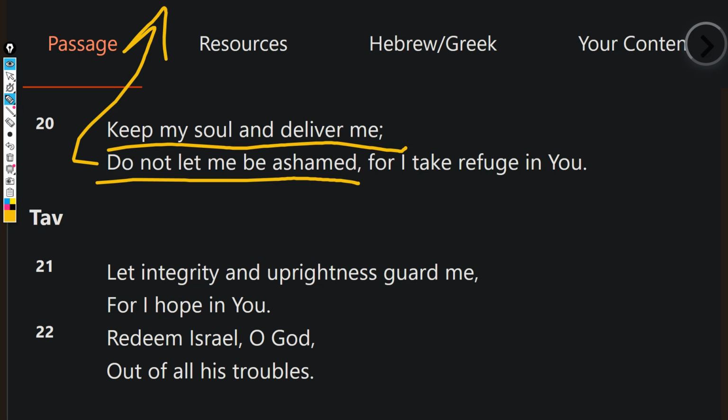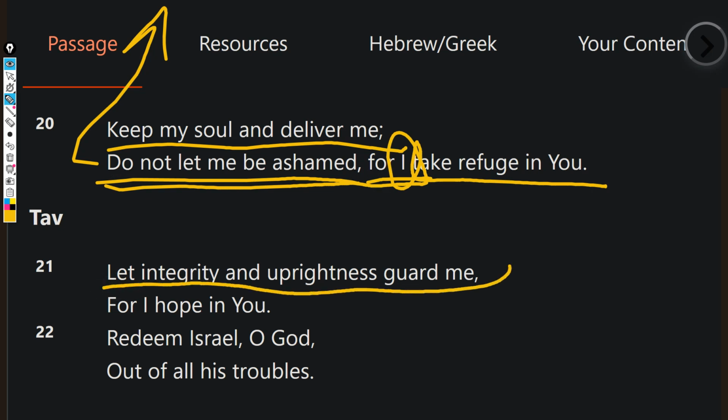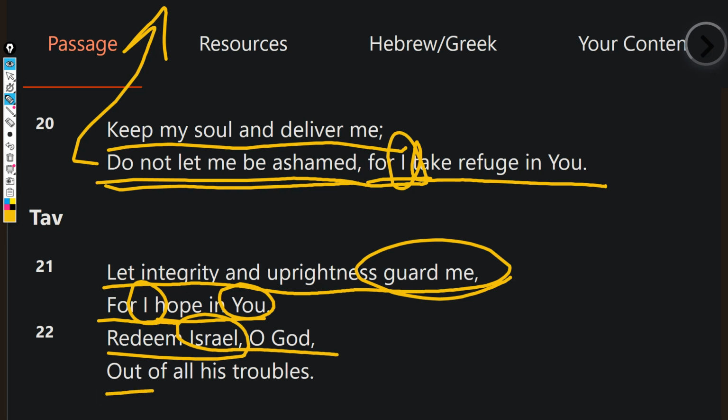Those who hate you, let them be ashamed. Let them be fooled, foolish. Let them be cast out. For I, again, do not let me be ashamed, for I, King David, take refuge in you. Let integrity and uprightness guard me. Let virtues encompass me. For I, King David, hope in you, God. Redeem Israel, O God, out of all his troubles.